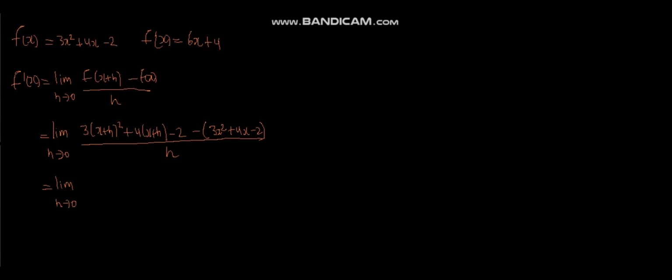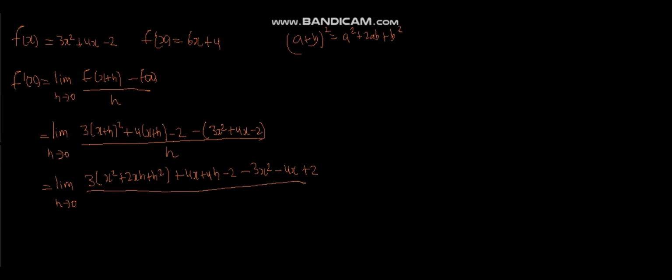Expanding this x plus h all squared. Just recall a plus b all squared is equal to a squared plus 2ab plus b squared. So we would get 3x squared plus 2xh plus h squared, plus 4x plus 4h minus 2, minus 3x squared minus 4x plus 2, all over h. Let's expand this 3 into this quadratic.